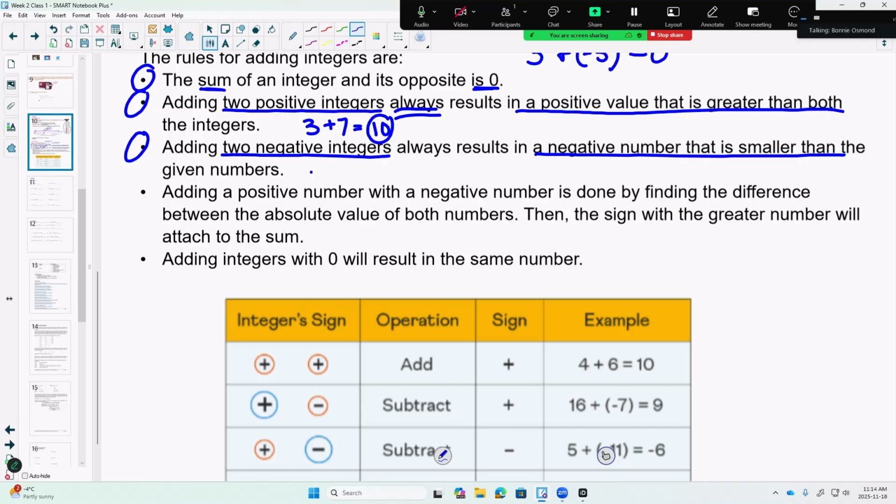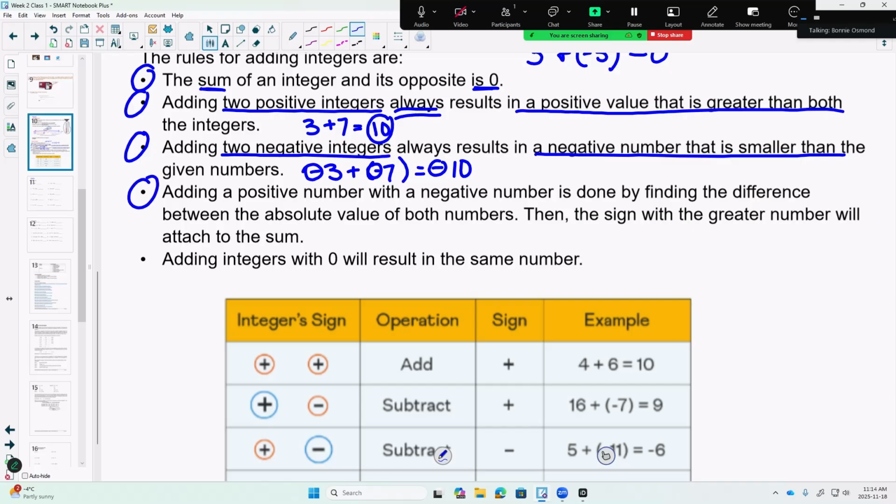So if you're adding negative 3 plus negative 7, your answer is negative 10. A negative plus a negative will always give you a negative answer. And negative 10 is less than negative 3. It's also less than negative 7.